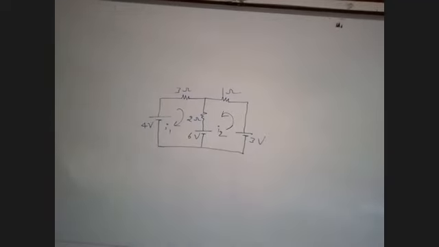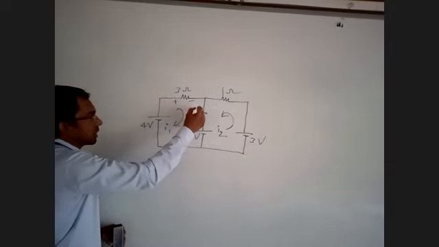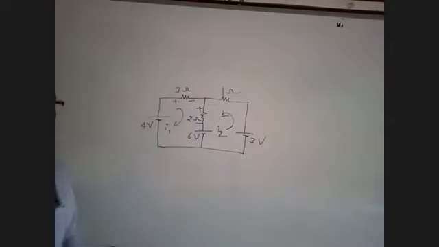Now see here. The first step is, in the direction of current I1, take plus and minus only for resistors, not for the voltage and current.